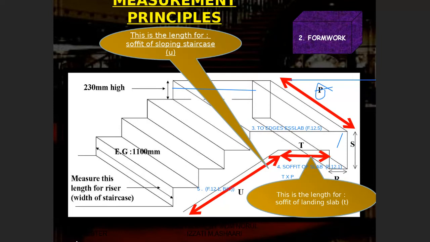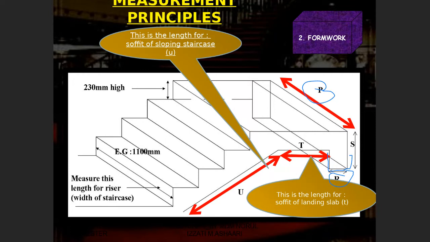Okay, and then the last one, any question? The last one is the side and soffit of landing beam. So that is B, side and soffit of landing beam. The rules are similar to the side and soffit of your beam that you have learned in measurement 1. You can measure by taking the length times 2 and then plus with the soffit, then times with P. This is only an example. So for the soffit and side of the landing beam, the rule is similar to F.14.